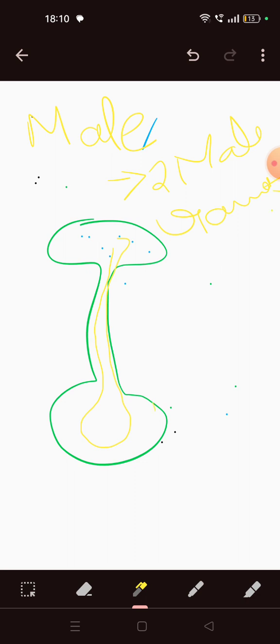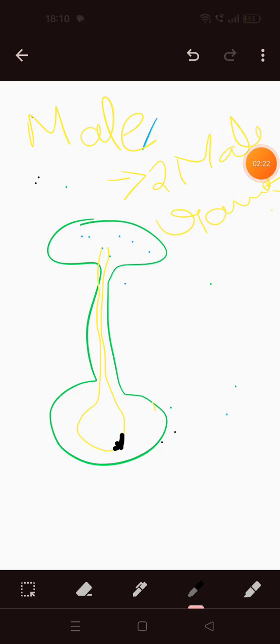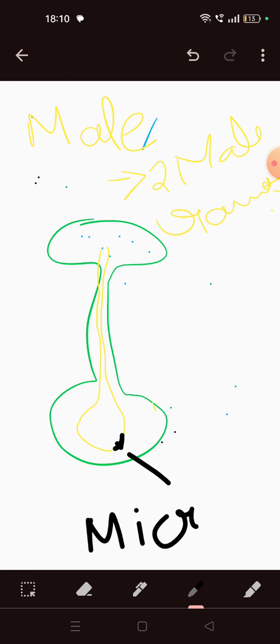Now here you can see that this is all closed, but here is an opening. This has all been erased, so we'll draw it once again. You can see that this black part that I have drawn here is basically an opening. This opening has a very important role in fertilization, since these male gametes will enter through it. This opening is also called the micropyle.